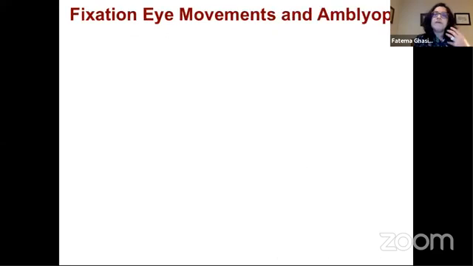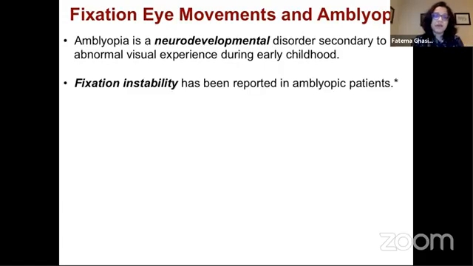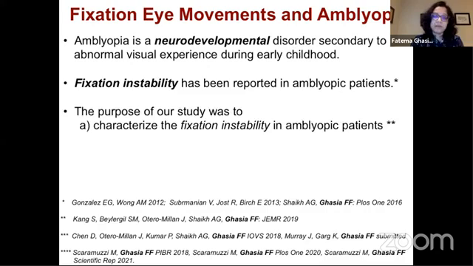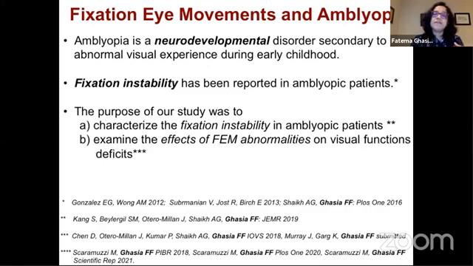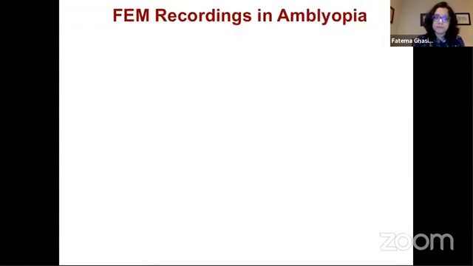Now, moving on to fixation instability in amblyopia, which has been reported by a number of labs. Amblyopia, as we all know, is a neurodevelopmental disorder secondary to abnormal visual experience during early childhood. What we did in our study is that we wanted to characterize what causes fixation instability in amblyopia, then examine the effects of FEM abnormalities and how they correlate with visual function deficits seen in amblyopia. And finally, examine the link between FEM abnormalities and treatment outcomes.